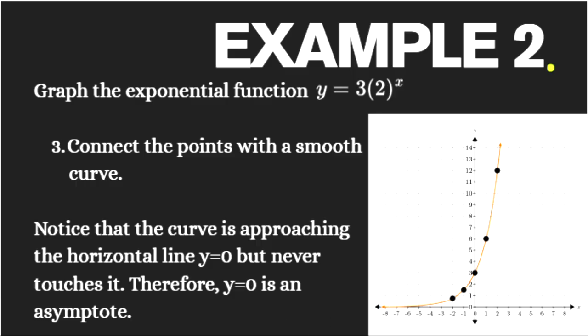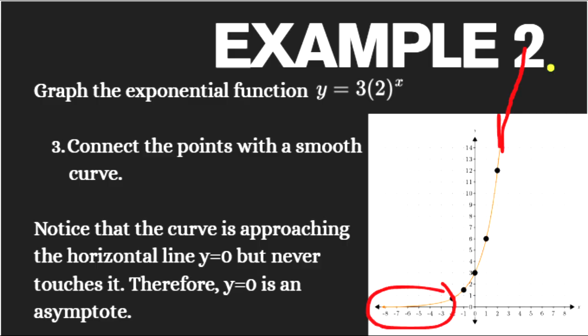Notice that the curve is approaching the horizontal line y equals 0, but never touches it. Therefore, y equals 0 is an asymptote. Oh, right here, they're talking about this point. Because see here, it's still kind of going out. It's still going to keep going up and out. This is where it's talking about the asymptote.